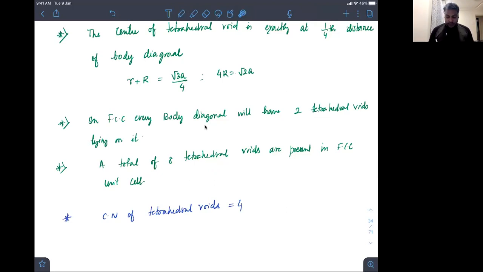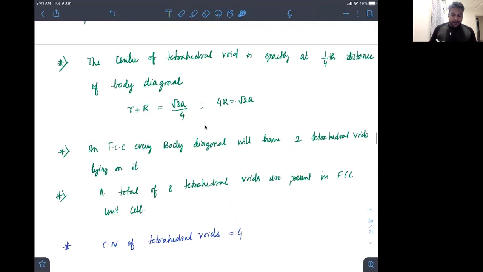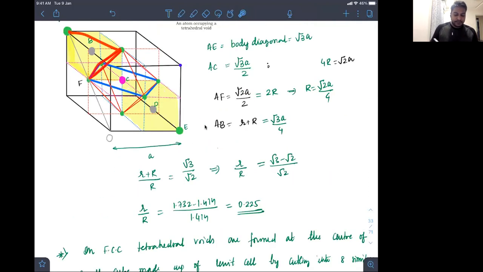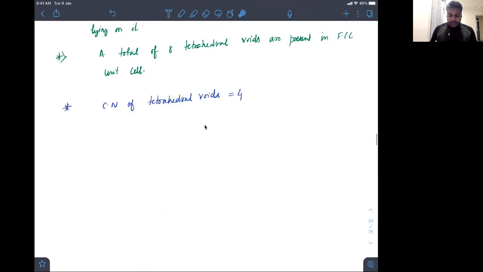What is the coordination number of tetrahedral void? That means how many atoms it is touching? This void is touching 4 atoms at a time. These 4 atoms, correct? So the coordination number of tetrahedral void is 4. I hope all of you got an idea about tetrahedral voids.